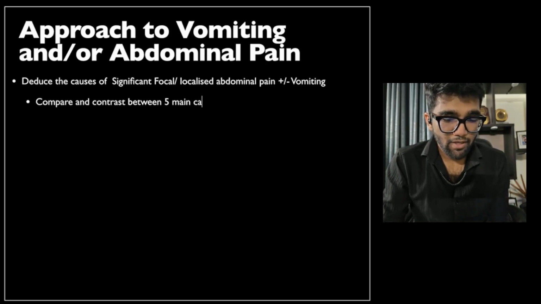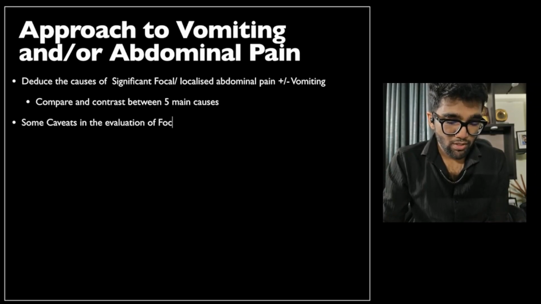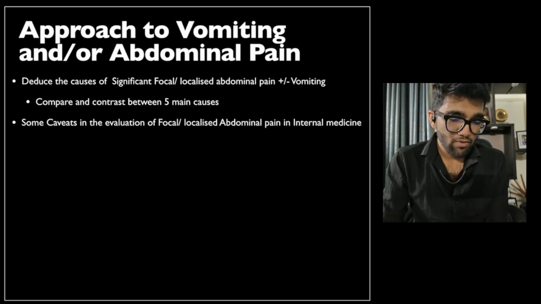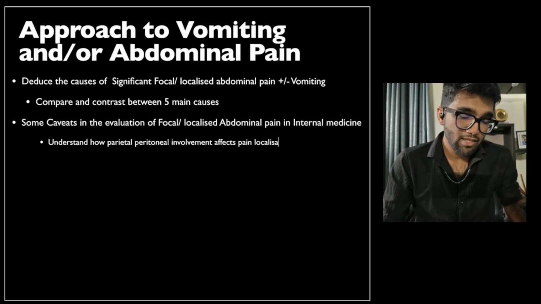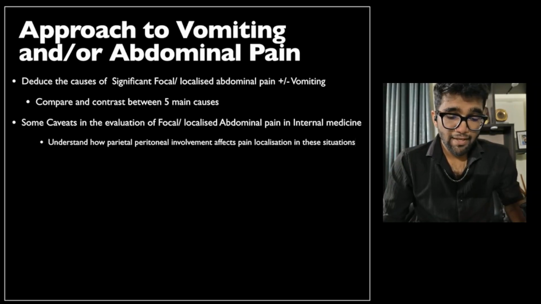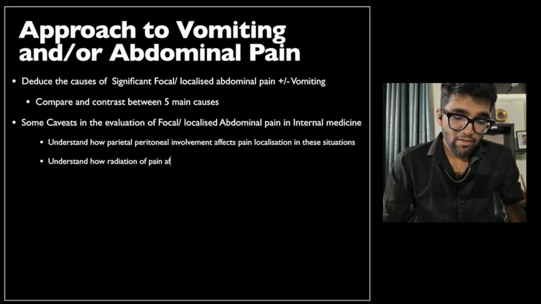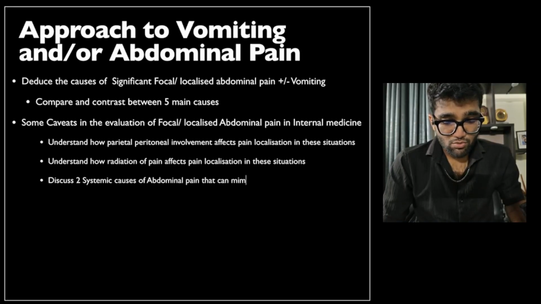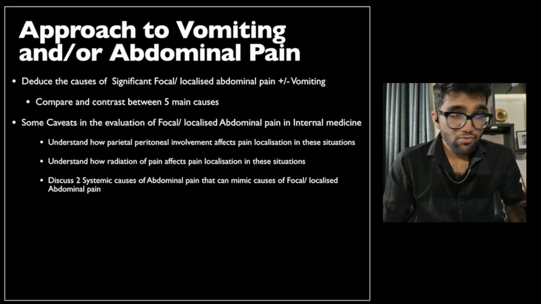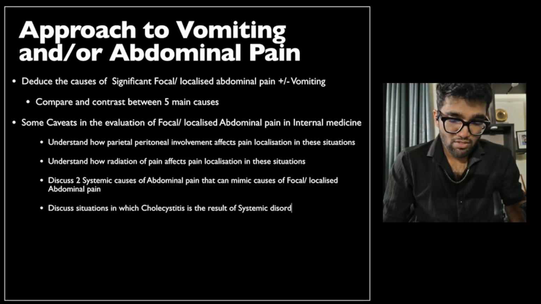In that, we'll compare and contrast between five main causes of vomiting or localized abdominal pain with or without vomiting. I'll talk about some caveats in the evaluation of focal or localized abdominal pain in internal medicine and particularly understand how parietal peritoneal involvement affects pain localization in these situations. We'll try to understand how radiation of pain affects pain localization in these situations. We'll discuss two systemic causes of abdominal pain that mimic causes of focal or localized abdominal pain and how to evaluate patients with those suspected causes.